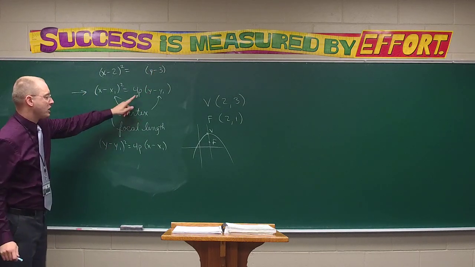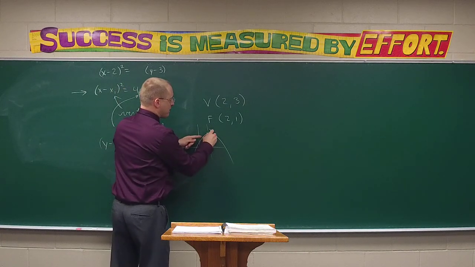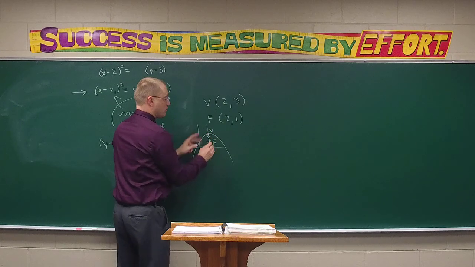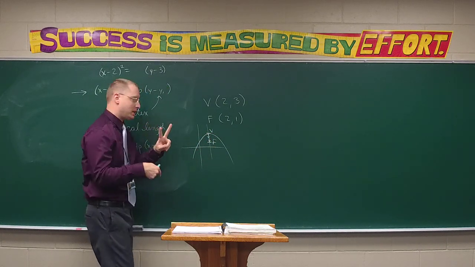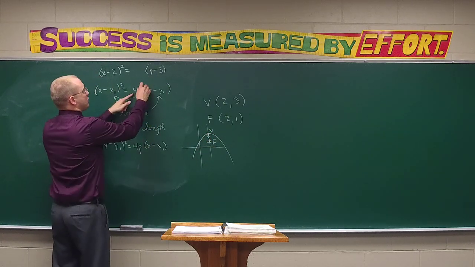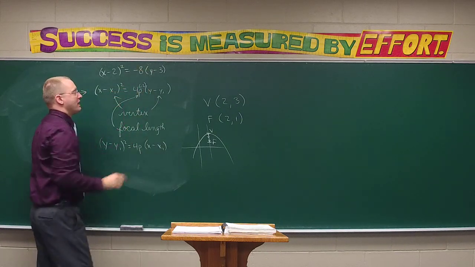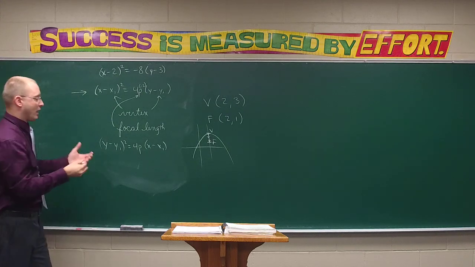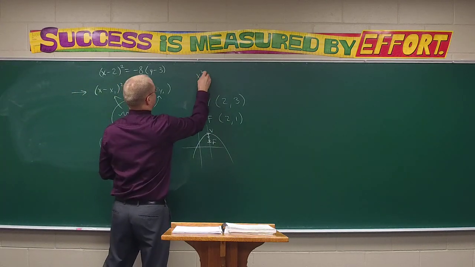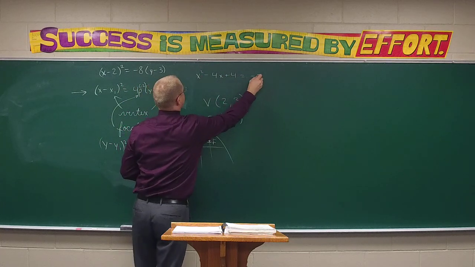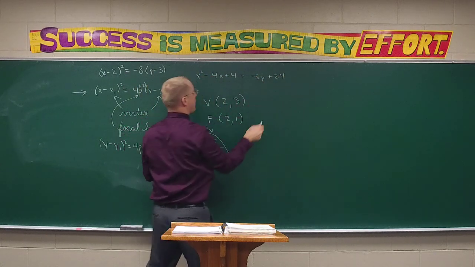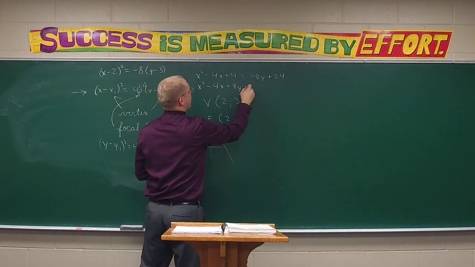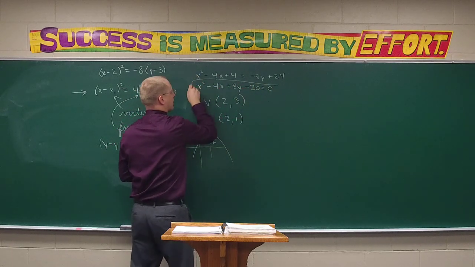But what is the p? What is the focal length? Well, from this vertex to this focus is down 1, down 2. Down 2 means negative 2. The focal length must be negative 2, which means negative 8 is the number that goes right there. And then if we wanted to, as we did with the circle, expand that out to the conic form. Well, that's x squared minus 4x plus 4 equals negative 8y plus 24. Or in the conic form, x squared minus 4x plus 8y minus 20 equals 0.